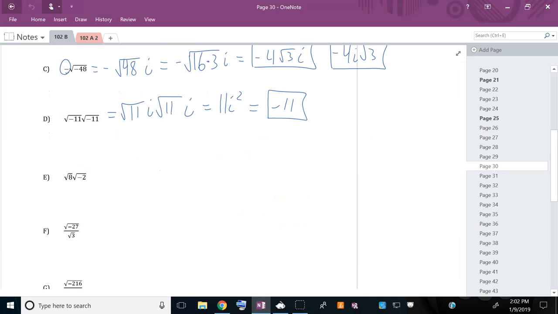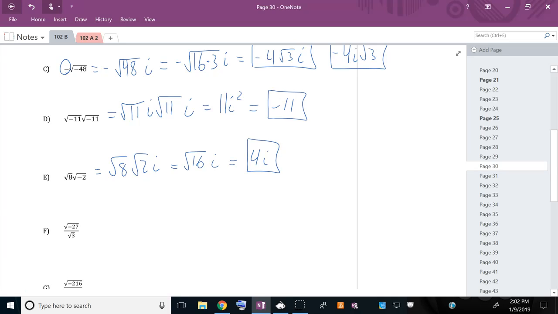Let's scroll down to another multiplication. 8 times square root of -2. So let's rewrite that as root 8 times root 2 times i. 8 times 2 is 16, and the square root of 16 is 4. So I get 4i for my answer.